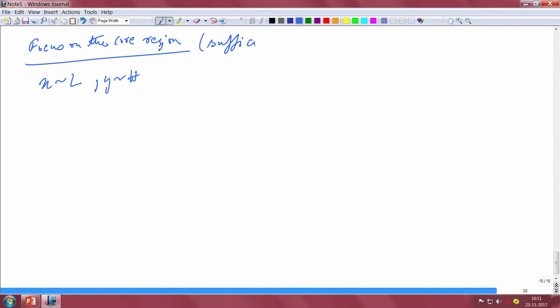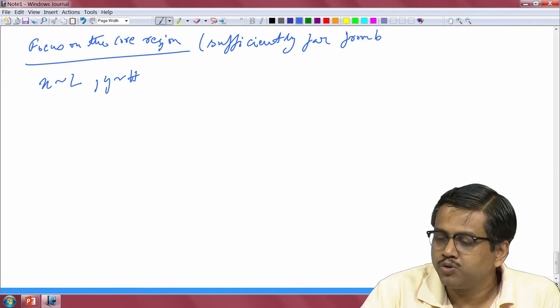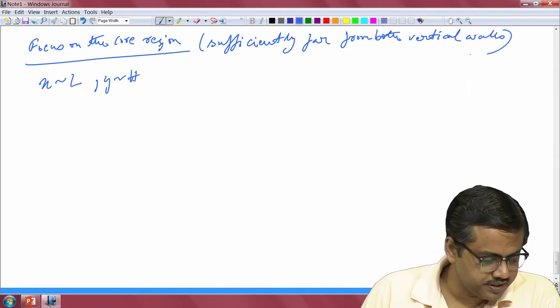First we focus on the core region, and that is all that we are going to do. That is the important part: in the core region, which is sufficiently away from the boundary layer, your x scales as L and your y should scale as H. So, we are sufficiently far from both vertical walls. Got it?